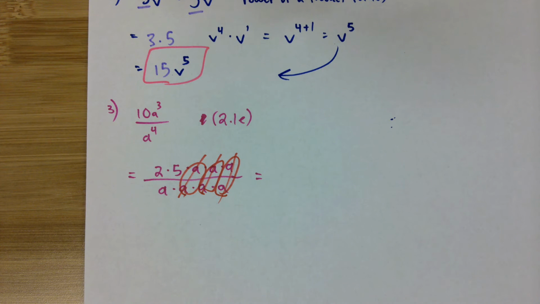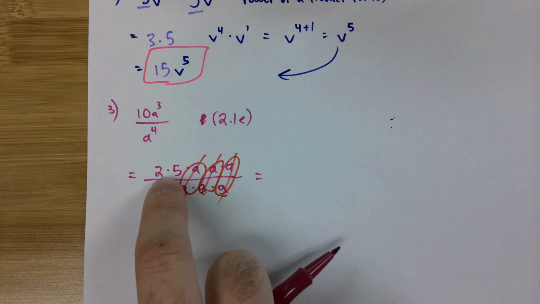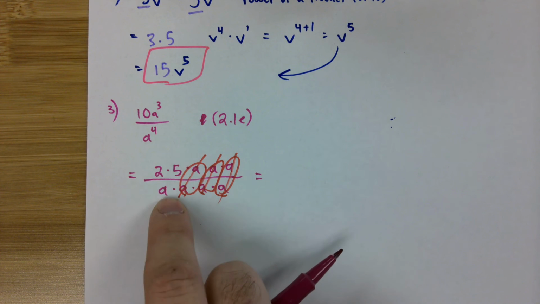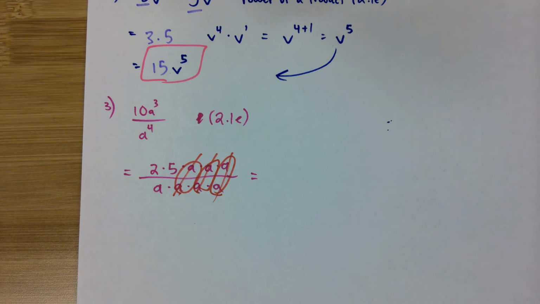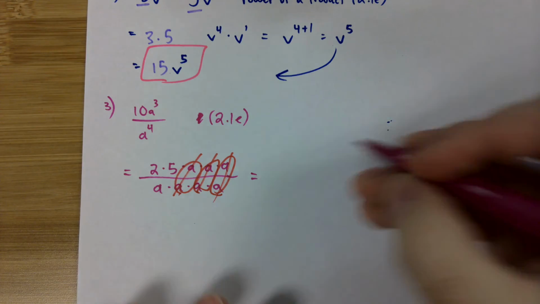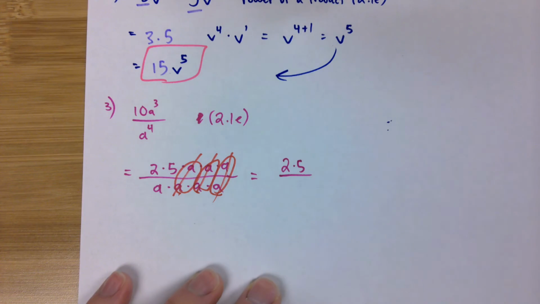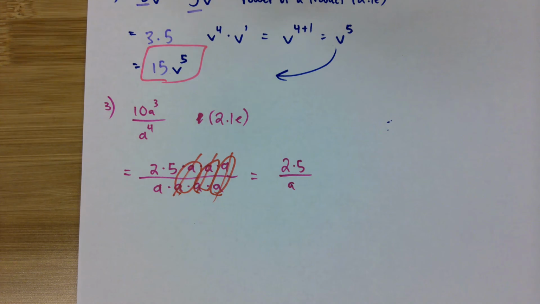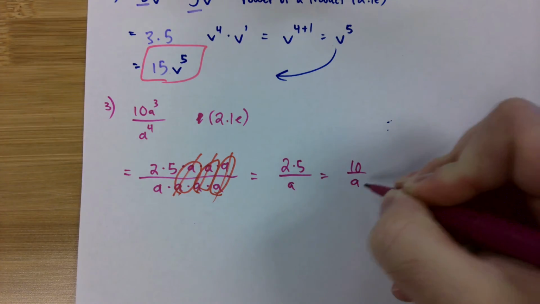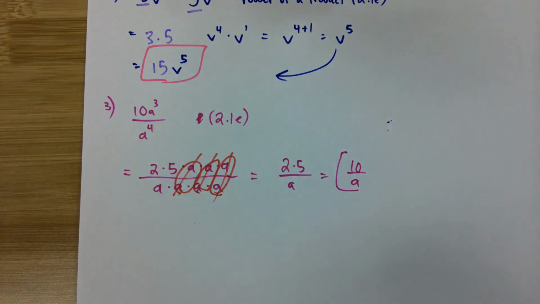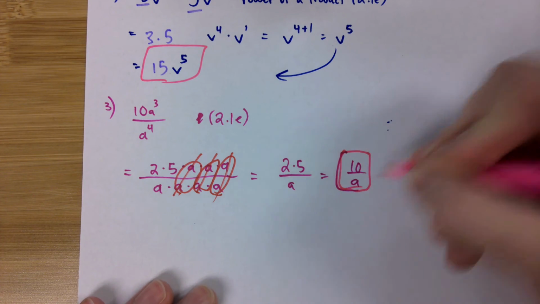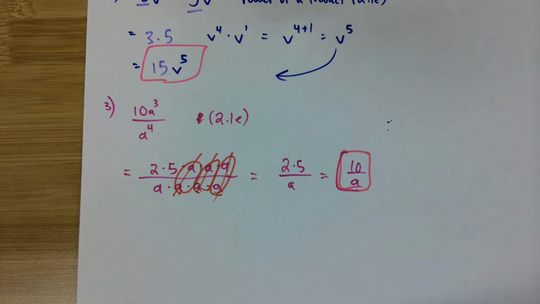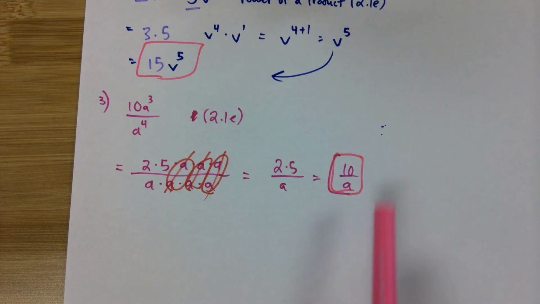But we have to always keep in mind that whatever's on the top stays on the top, and whatever's on the bottom has to stay on the bottom. We can't just forget about our fraction and bring them both down. All we have left on top is 2 times 5. All we have left on bottom is a, so our answer is 10 over a. Okay, 10 over a. Not a over 10, not 1 over 10a, but 10 over a. It's the only answer you can possibly get.